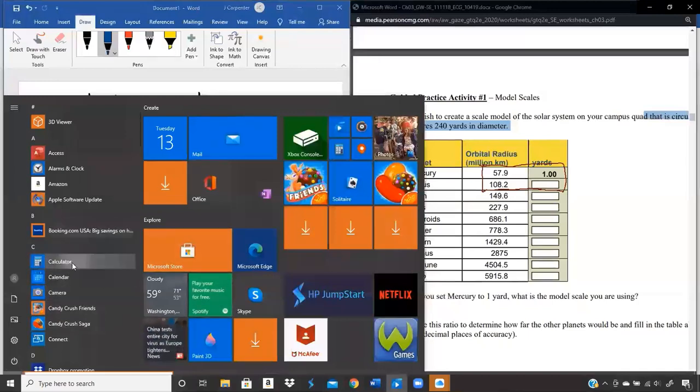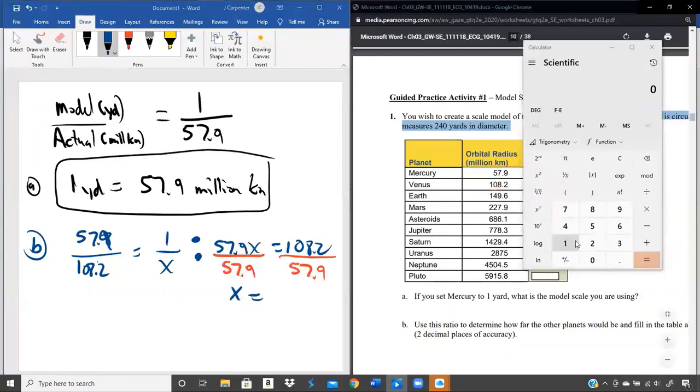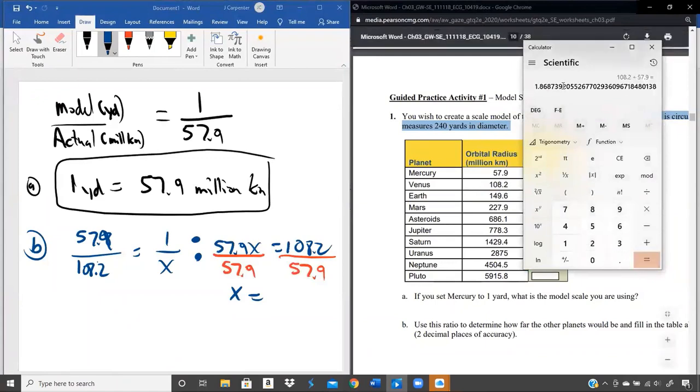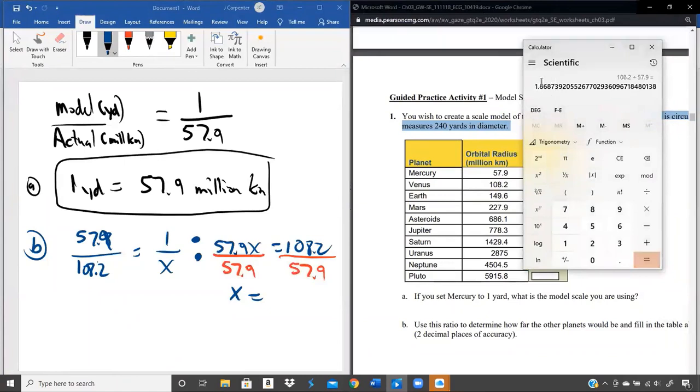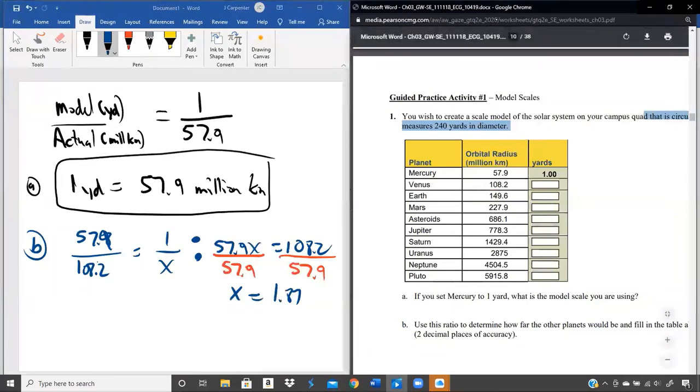Just this one today. Let me clear my screen since that's getting in the way now. So we've got 108.2 divided by 57.9, and we get 1.87 when we round to the nearest second place. So that would be 1.87 for the distance from the sun to Venus.